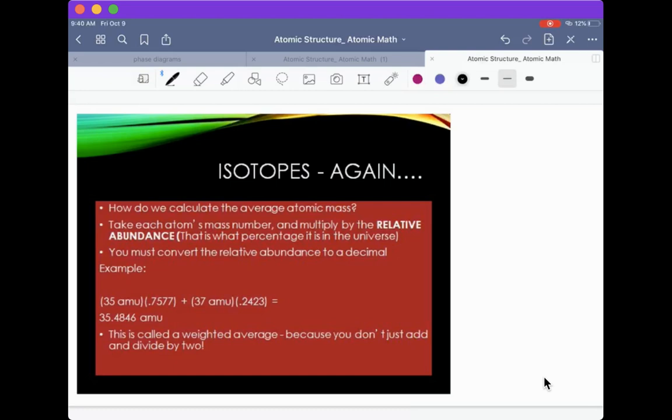Okay, so let's look at how we solve for average atomic mass. Like I was saying, we can't just take the mass number or the actual measured weight, add them up and then divide by 2. We don't do that. We base it off of its relative abundance. Relative abundance means that that is the percentage that we find that specific isotope on Earth or in the universe.